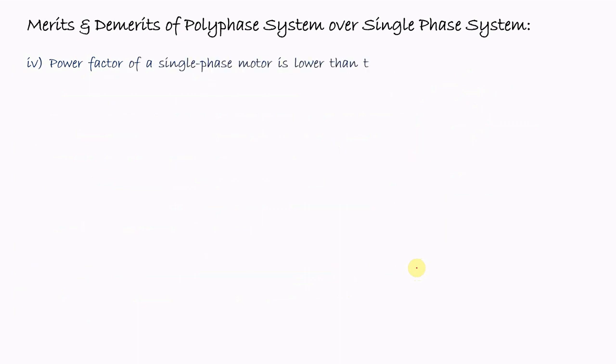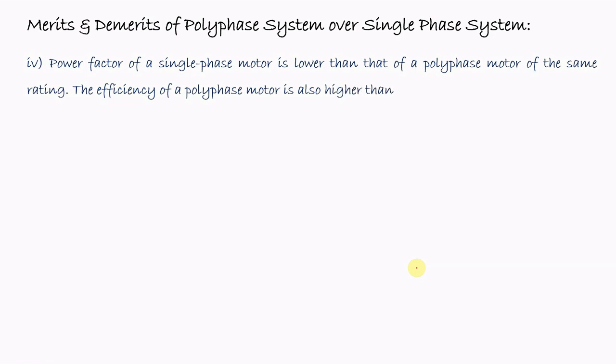The next point is the power factor of a single phase motor is lower than that of a polyphase motor of the same rating. We have already discussed the power factor and we have seen that if the power factor is high, if it tends to 1, then it is better. So it can be seen that for the same rating, the power factor of a single phase motor is lower than that of a three phase motor. So definitely the efficiency of the three phase motor is also higher than the single phase motors. The losses are less and so on.